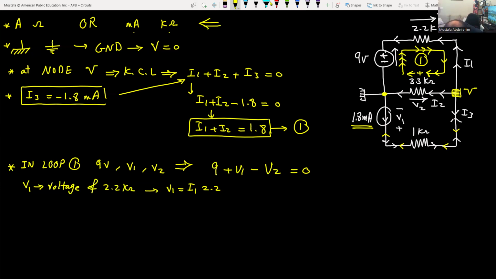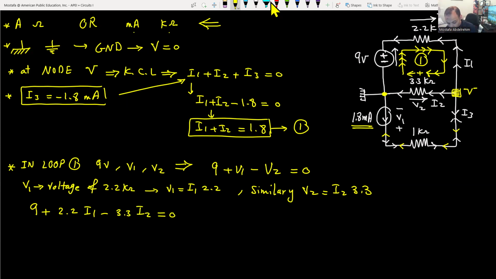Okay, and similarly V2 is equal to I2 multiplied by the resistance 3.3, again 3.3 kilo, and I2 is in milli, so they are good. So let's now substitute. So 9 plus V1, V1 is 2.2 I1, minus V2, so 3.3 I2, equal to 0. Oh, look at this equation here. It has two unknowns, and the two unknowns are I1 and I2. Oh, so we get another equation for the first equation.